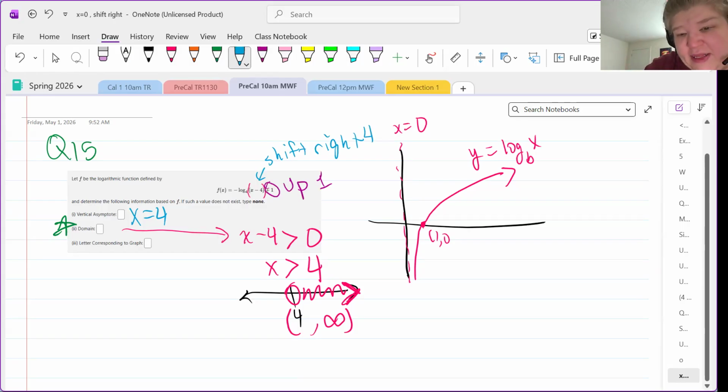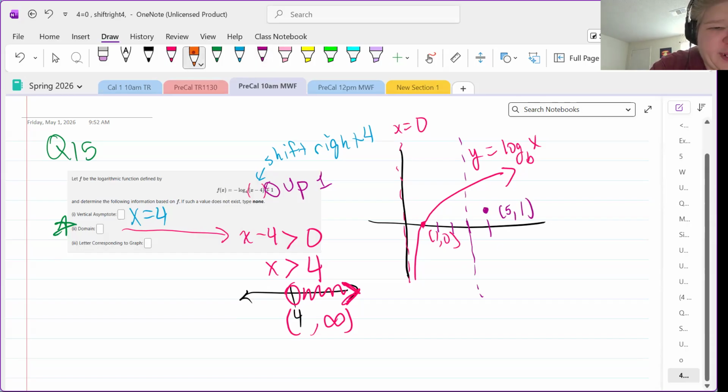So for a log graph, I like to take that 1, 0 point, and I'm going to move that right 4 and up 1. So that'll be going through the point 5, 1. Our asymptote moves over to the x equals 4, like we saw.